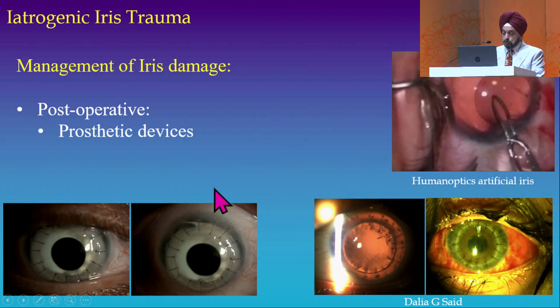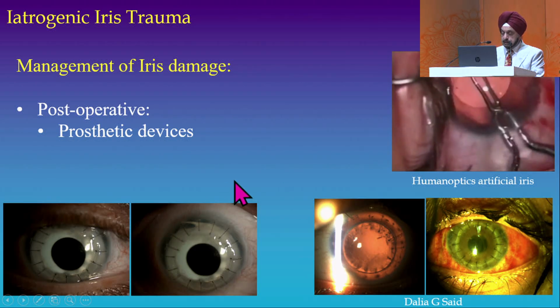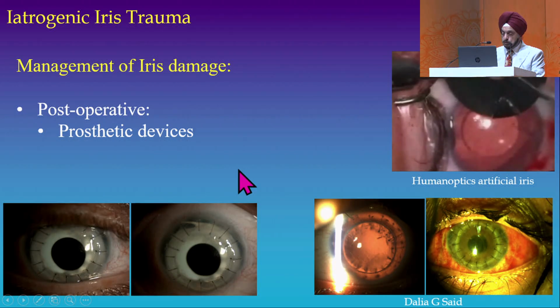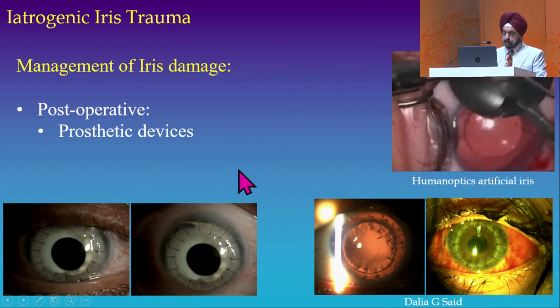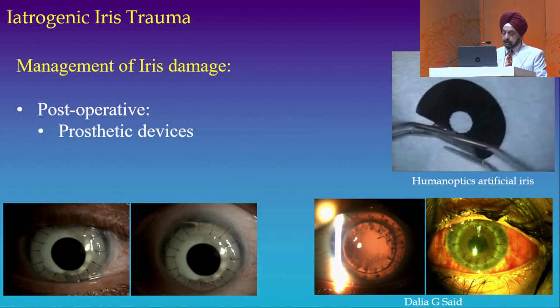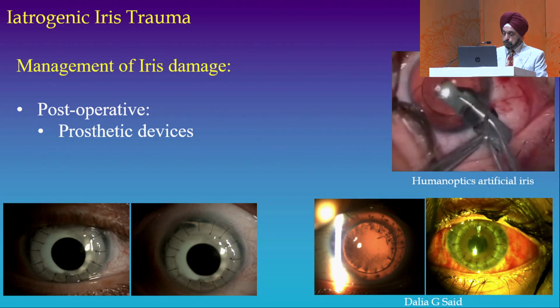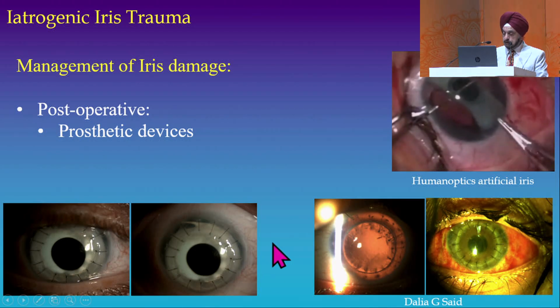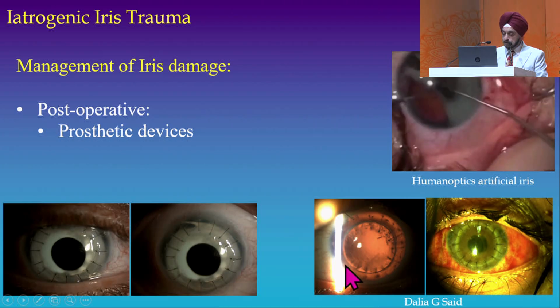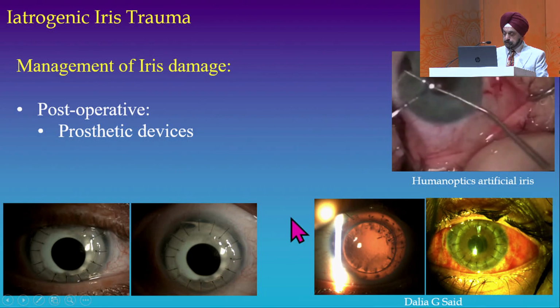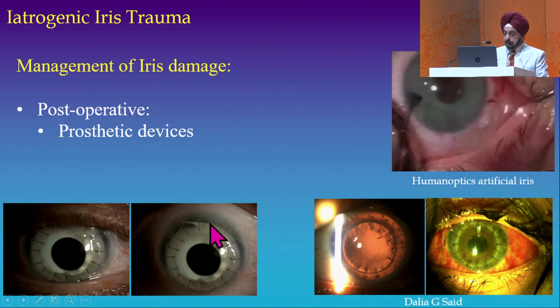Unfortunately, they've stopped making these kinds of aniridia lenses, but you can use this Human Optics aniridia lens, insert it, and then address the damage. Like here, there's total loss of iris, so clearly there is no iris to repair, and you have to use one of these prosthetic devices, which come in different colors, and here a brown one has been inserted in this eye, and that was the Human Optics lens.